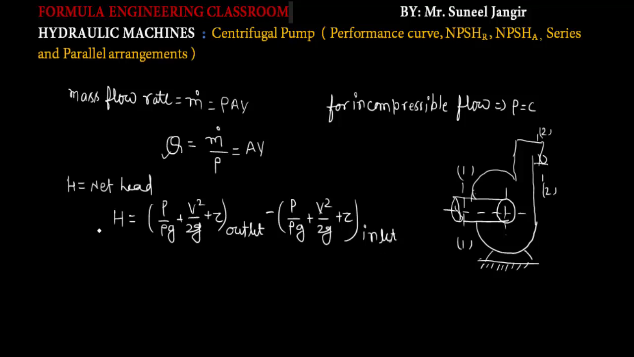So this is another performance parameter. First we defined the performance parameter as the mass flow rate, and for incompressible flow we defined the performance parameter as discharge or flow rate, which is the volume flow rate. And the next parameter we defined is the net head, that is H, equal to the Bernoulli head at the outlet minus the Bernoulli head at the inlet. So these are the performance parameters.